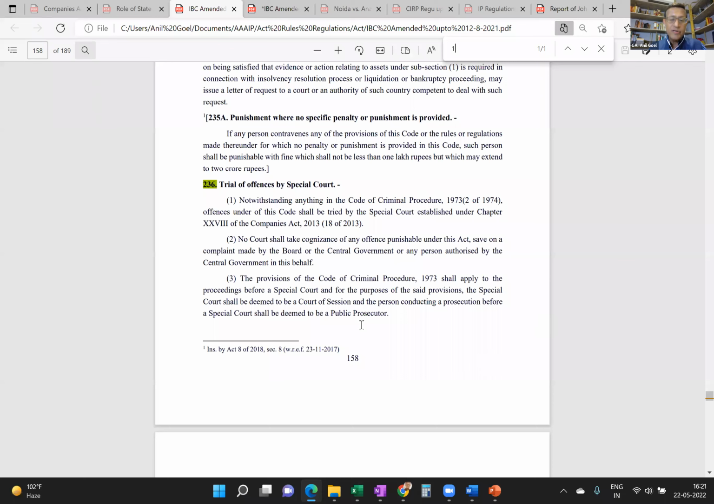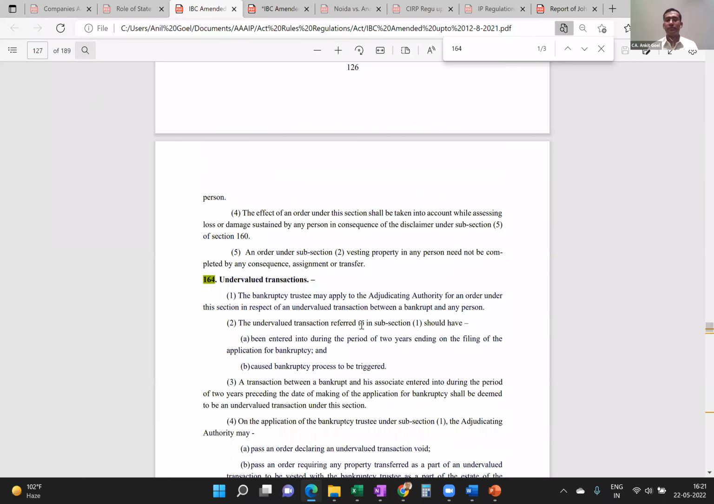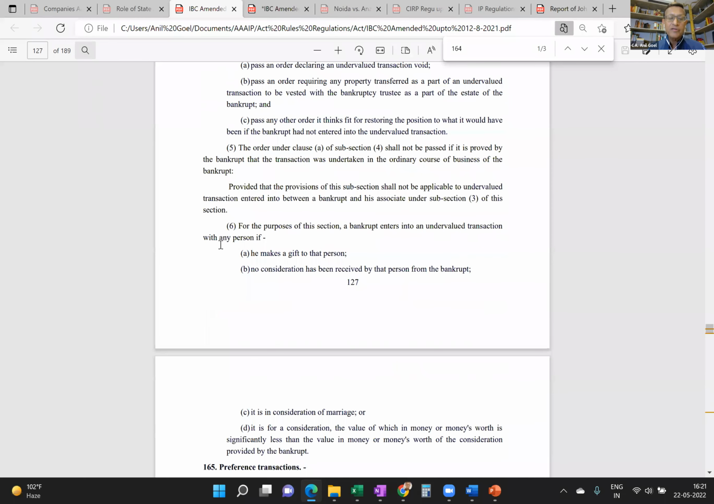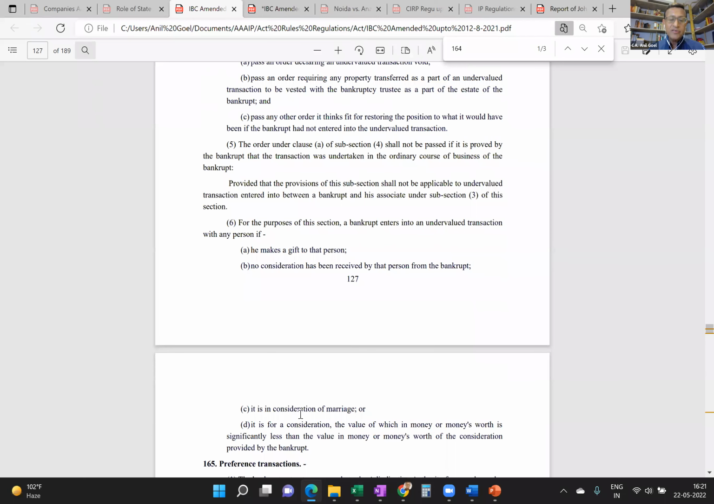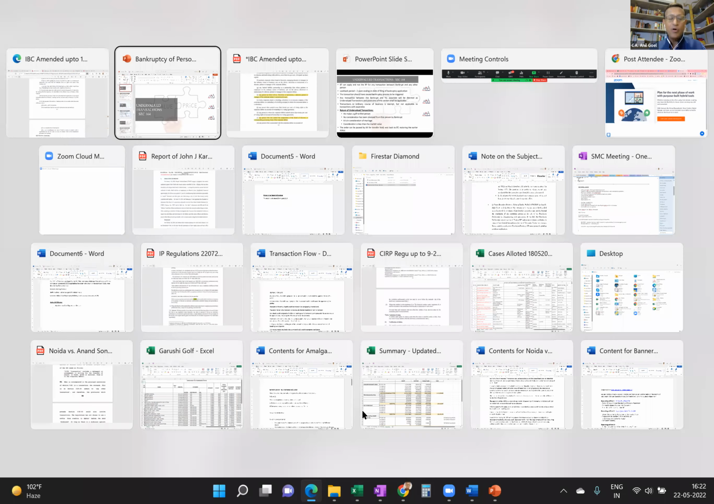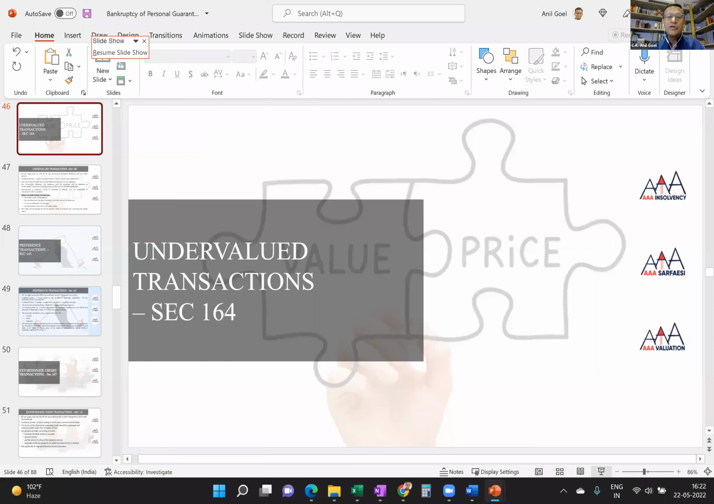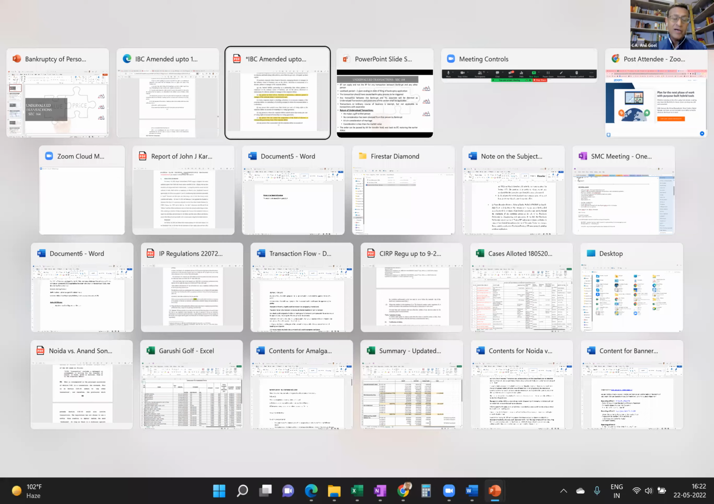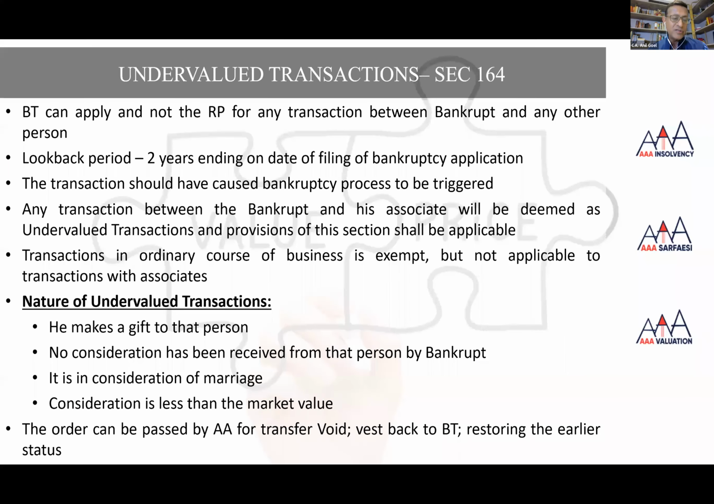It is very clearly stated that for the purpose of this section, the bankrupt enters into an undervalued transaction with any person if he makes a gift to that person, or no consideration has been received. So if it is in consideration of marriage, the law is made in such a manner that I am only able to understand it is in consideration of marriage. Somebody can say that since our marriage could not survive, I'm paying this compensation. And I feel that's exactly the undervalued transaction which is provided in the law.